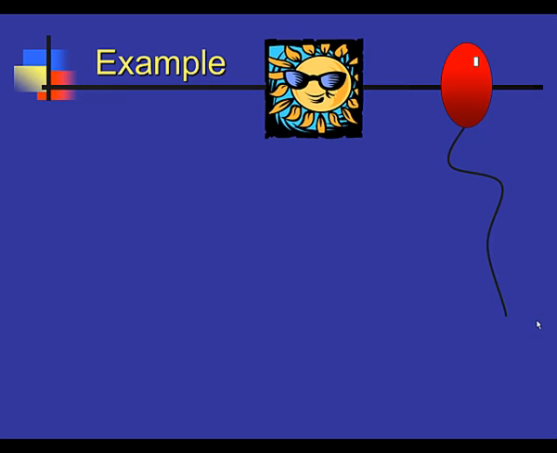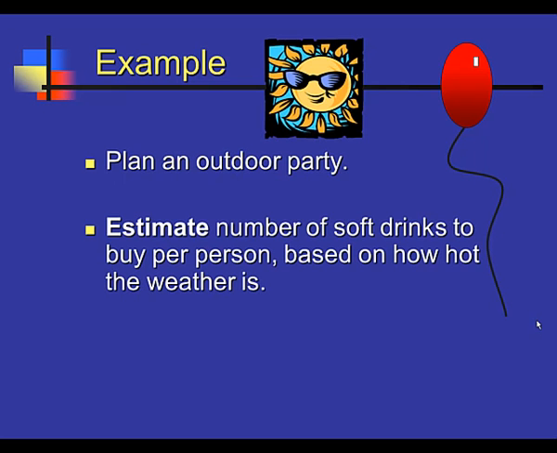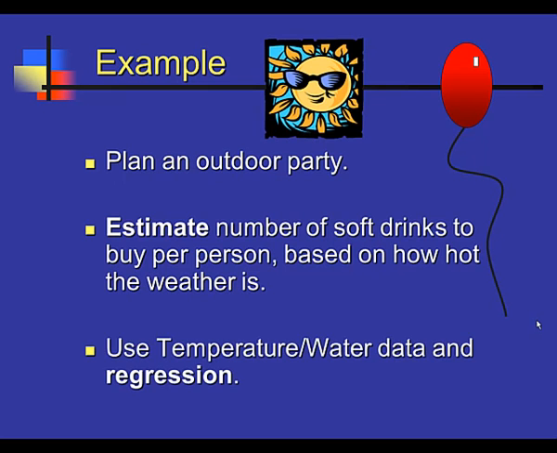For our example, consider that you are planning an outdoor party in the summertime, and you might need to estimate how many soft drinks to buy. In your planning, you will of course need to know how many people are attending the party. However, as you determine the number of soft drinks for each person, you might also want to consider how hot it is. The temperature has been forecasted to be around 95 degrees on the day of your outdoor party.